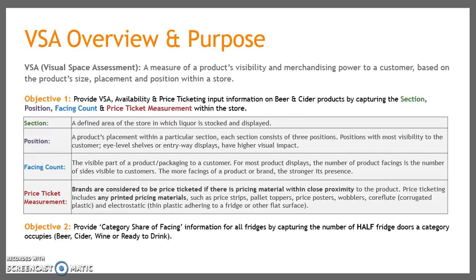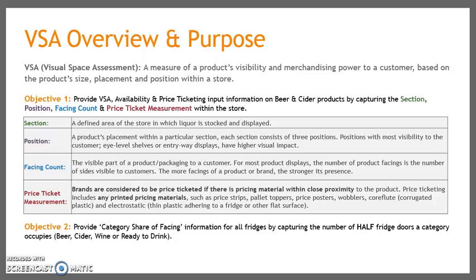The VSA, or Visual Space Assessment Audit, is a measure of a product's visibility and merchandising power. The audit measures each product's size, placement and position within the store to assess its visual volume. As an auditor for this project, your key objective is to assess the beer and cider SKUs throughout the store, reporting on the facing counts and price ticketing for these SKUs for each section and position within the store. You will also need to complete a second objective, which is measuring liquor category share across the fridge sections.